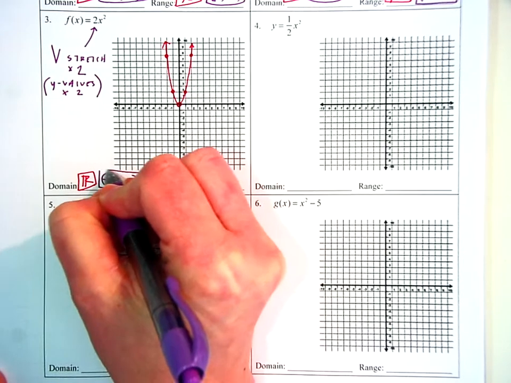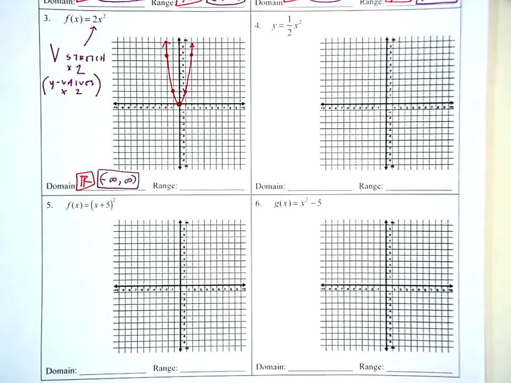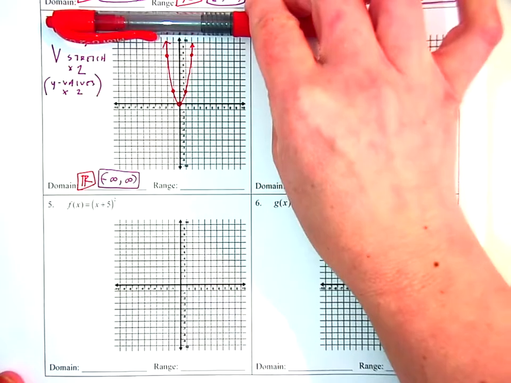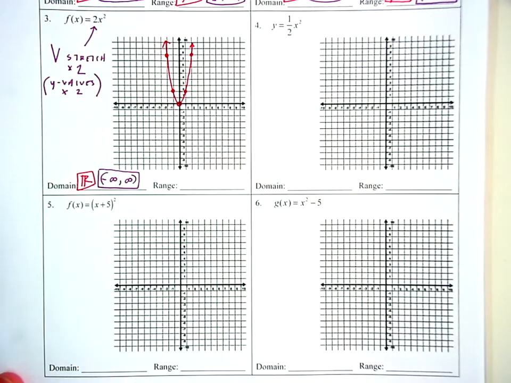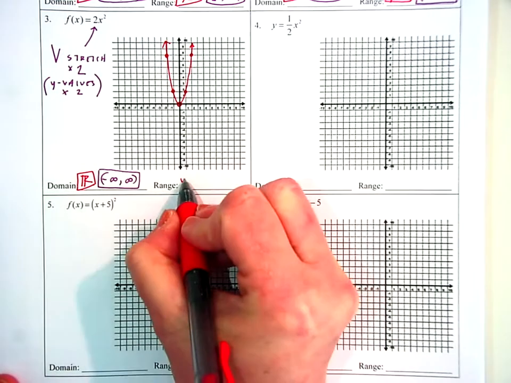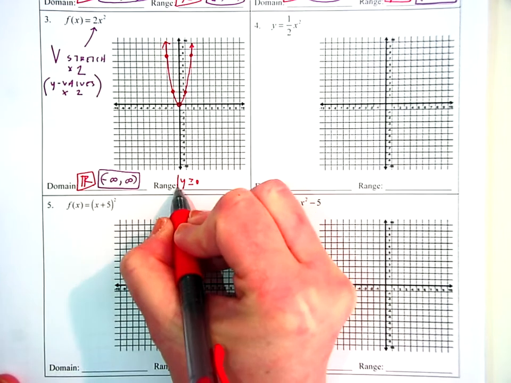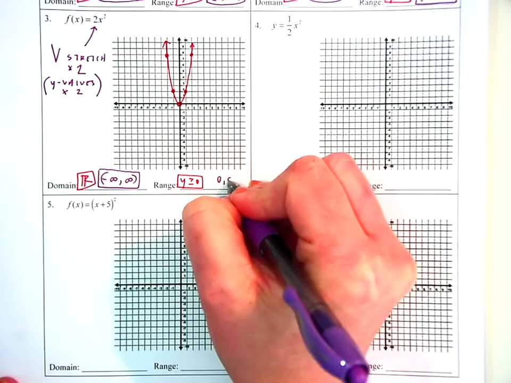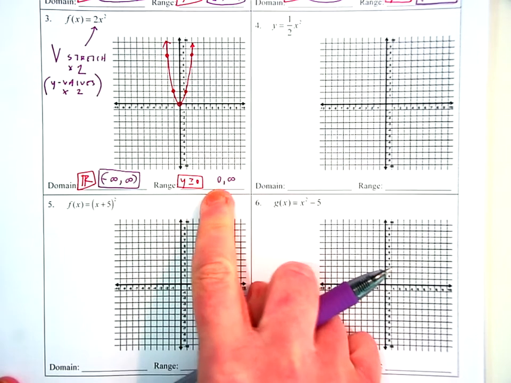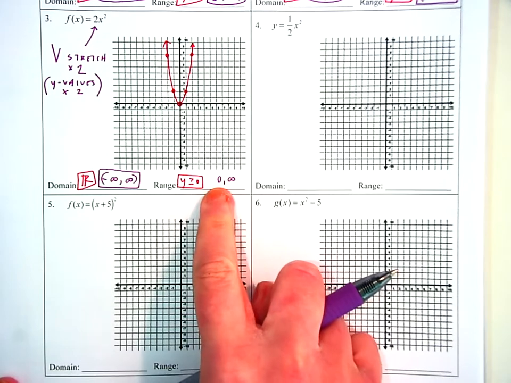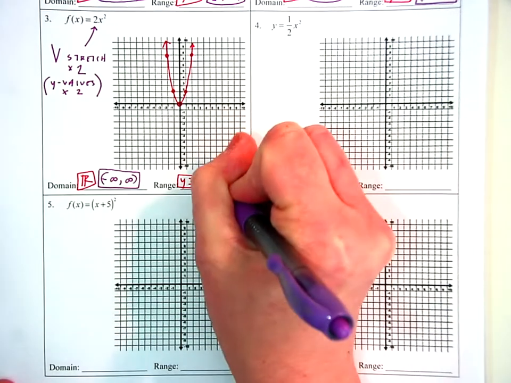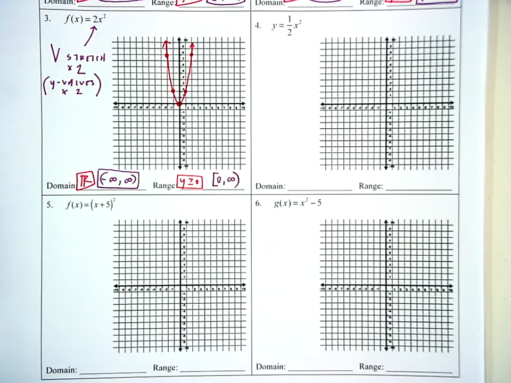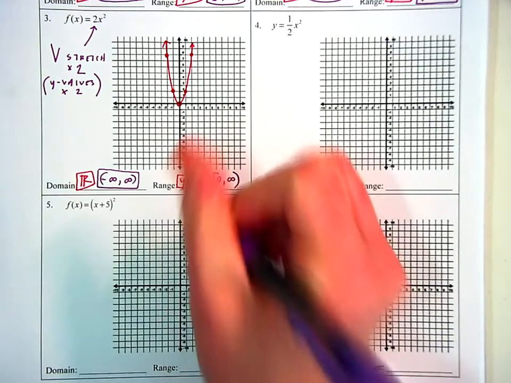Okay, for the range, I'm reading it bottom up, so I can go 0 to infinity. My y values are greater than or equal to 0. Or, not negative to positive infinity, 0 to positive infinity. So 0 here would be a hard bracket, and then my infinity takes a soft bracket. Go ahead and box it.